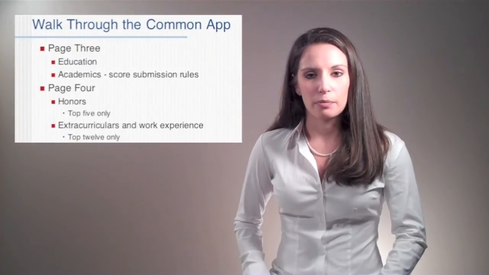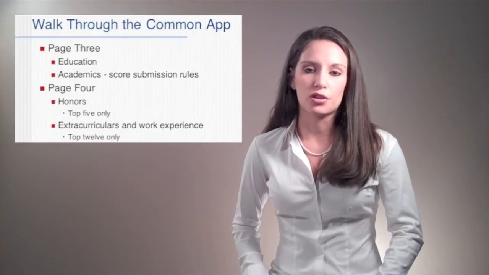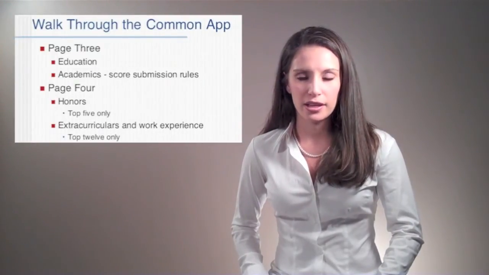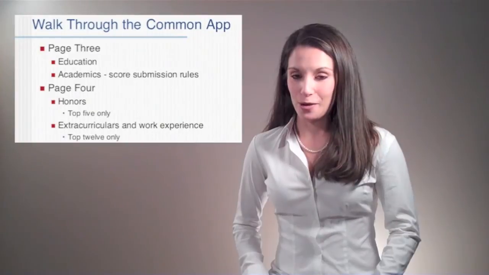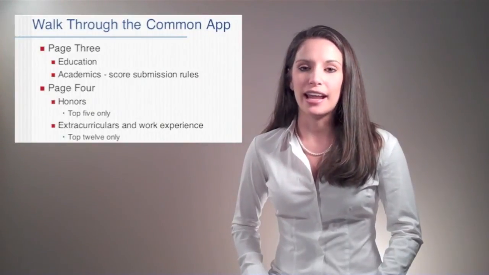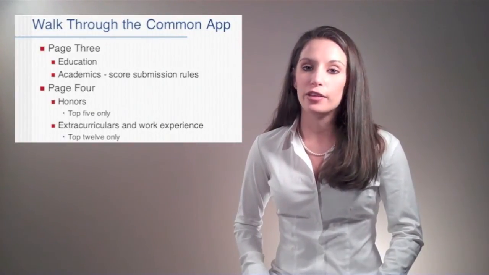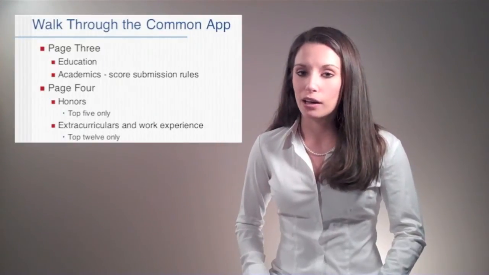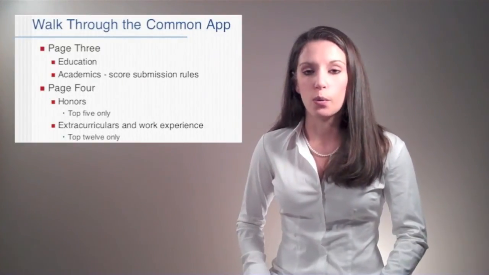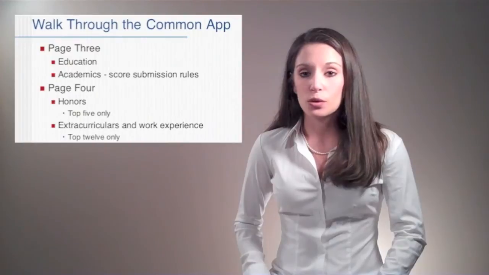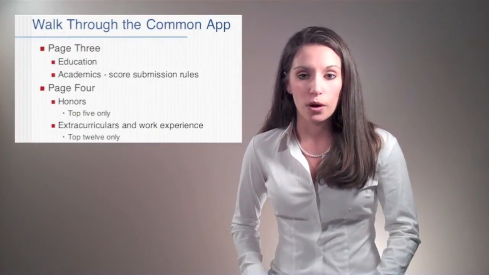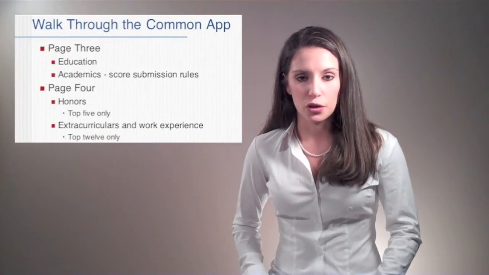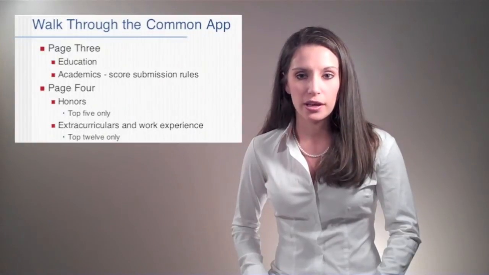Page 4 of the Common Application has to do with your honors, extracurriculars, and work experience. This is why we have the pencil out, because for these types of things, it asks for your top 5 in the case of honors and top 12 in the case of extracurriculars and work experience. Some students are going to have more than 5 awards and more than 12 different extracurricular activities and work experience.